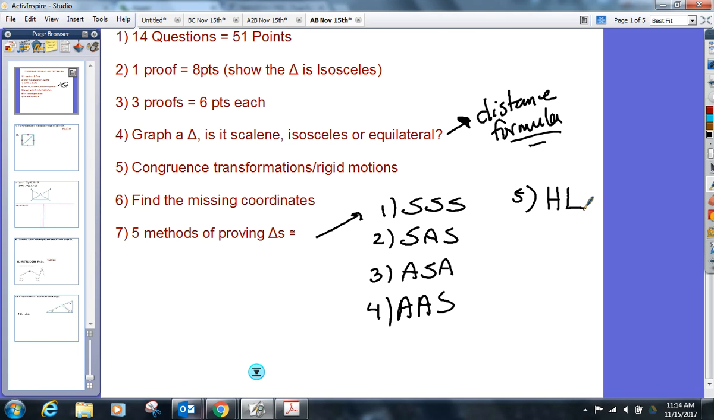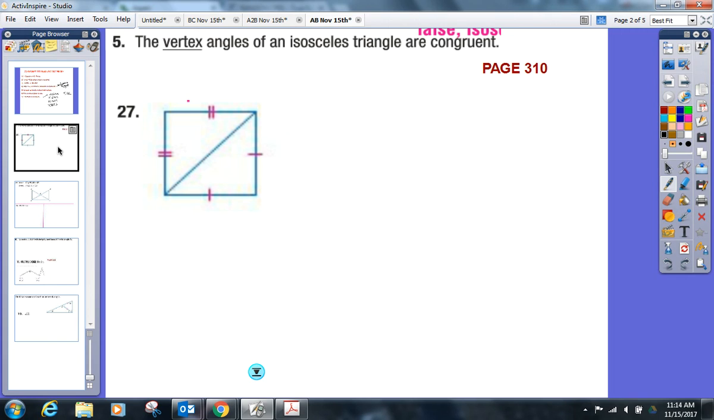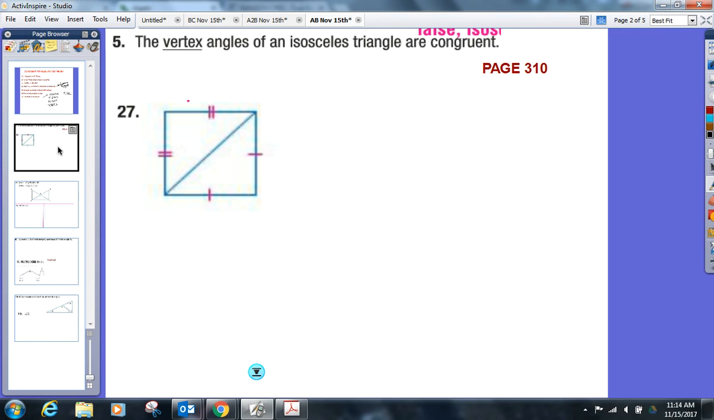All right, anything you want to ask before we start the review problems about tomorrow? Okay, here we go. So go to your textbook right now. There's only a select few I wanted to do with you. Let's go to number 5 on page 310. Page 310, everybody, number 5.